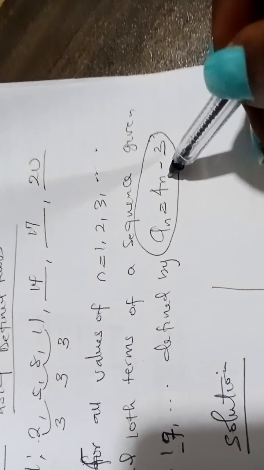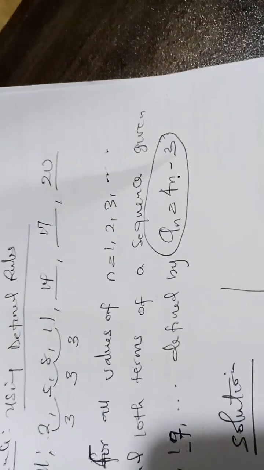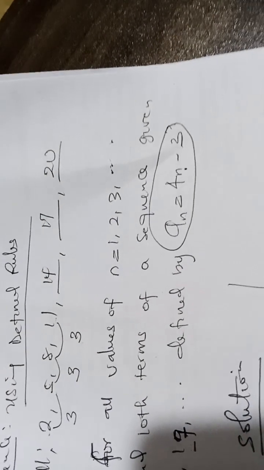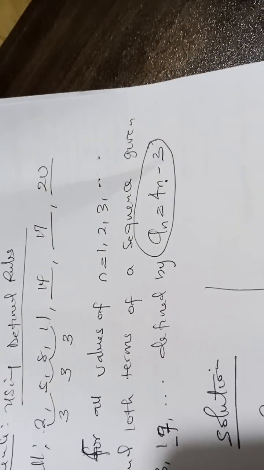So sometimes you don't need to keep on with the listing method. There is always a defined rule. In this case, this is the defined rule that will help us in generating the sequence that we are asked. So let's take a look at example 2.